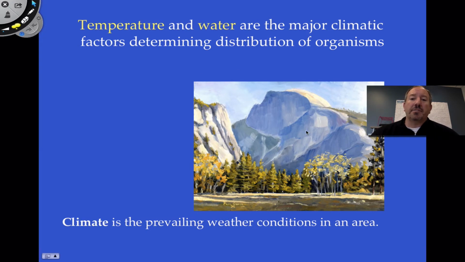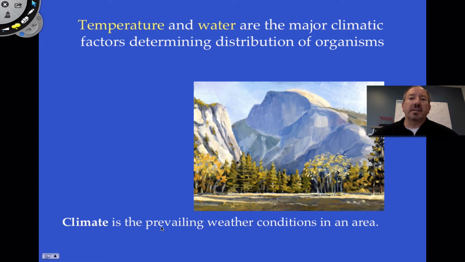So right out of the gate, it's a beautiful painting here of Half Dome in Yosemite National Park. This is the Yosemite Valley here. And so what I want to say is when you consider what biome you're dealing with, whether or not there's conifers there, or a grassland, or what sort of vegetation is grown in the area, the two major abiotic factors that we always want to consider are the temperature and the water. These are the major ones. And it determines what organisms can live there.